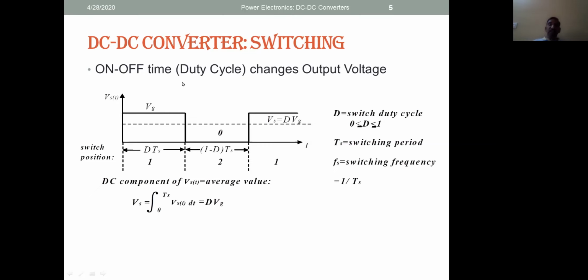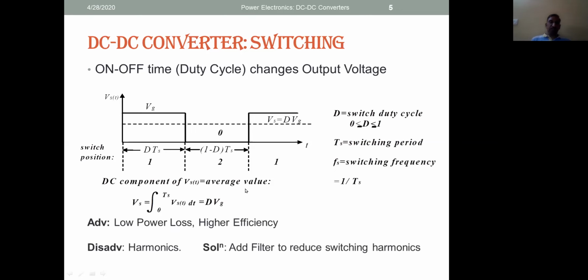So the DC component I am getting at the load is the integration over a cycle. Let us integrate 0 to TS. TS is the period for one cycle. VS into TS into DT is D into VG, which is the generator voltage. So what advantage did I get? I got low power loss because I am operating the devices in the switching region. Naturally, better efficiency, but as I am switching at a very high rate, I do get harmonics.